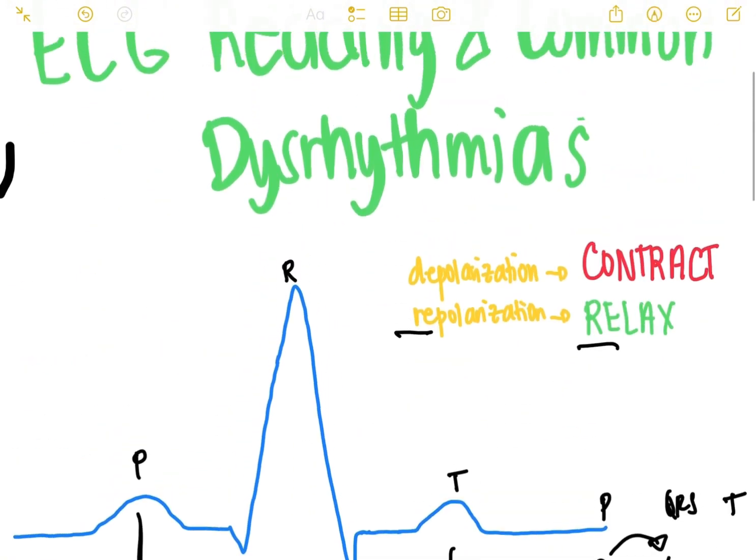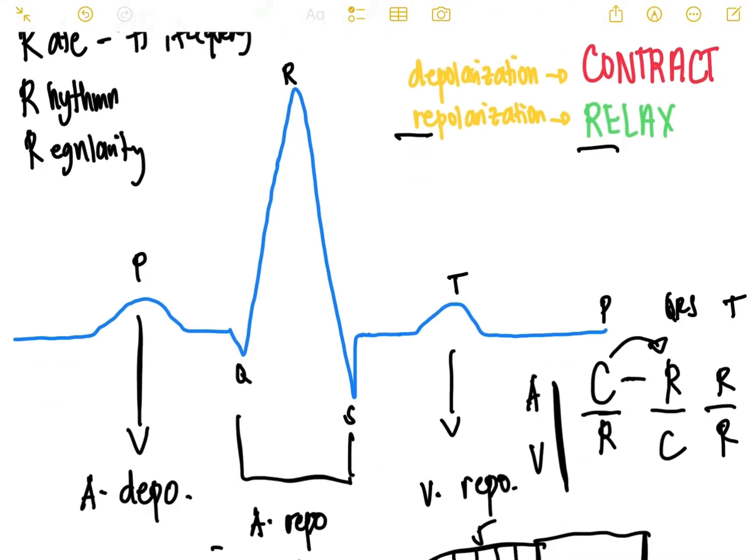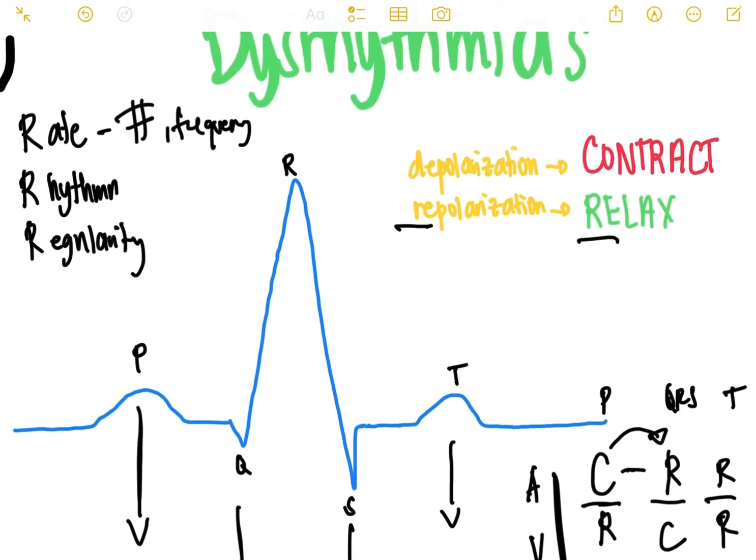Now, in reading an ECG, there are 3 things that we have to check. You have your 3 R's, okay? You have the rate, the rhythm, and the regularity. Pag sinabi nating rate, this basically refers to the number, the frequency. Ilang beses nangyayari itong buong ito, your PQRST. How often does it happen? Gaano kadalas siya nangyayari? Number, frequency. Okay, ilang beses nangyayari, that's the rate. And the next is the rhythm.